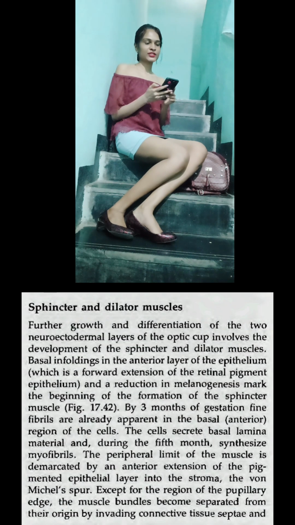Sphincter and dilator muscles. Further growth and differentiation of the 2 neuroectodermal layers of the optic cup involves the development of the sphincter and dilator muscles. Basal infoldings in the anterior layer of the epithelium, which is a forward extension of the retinal pigment epithelium, and a reduction in melanogenesis mark the beginning of the formation of the sphincter muscle. By the 3rd month of gestation, fine fibrils are already apparent in the basal anterior region of the cells.